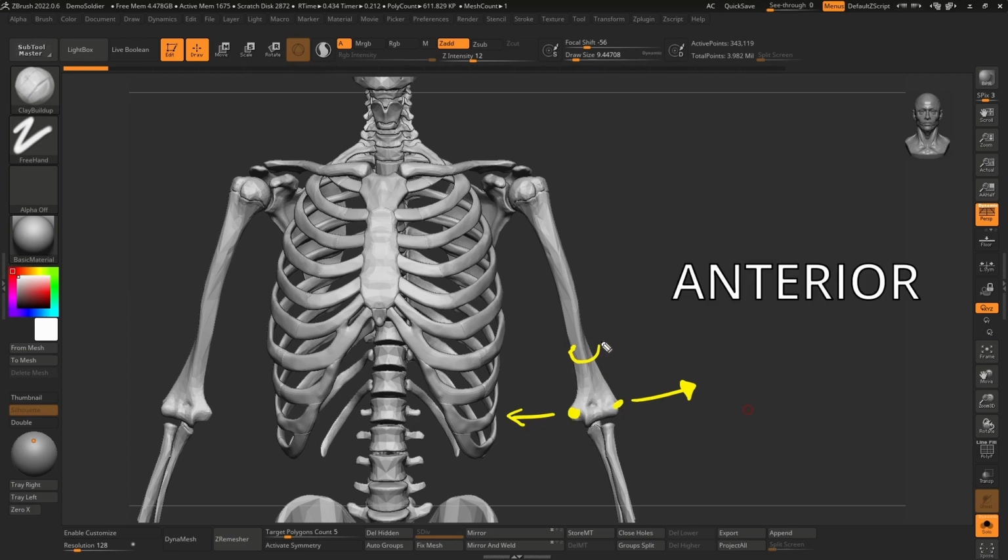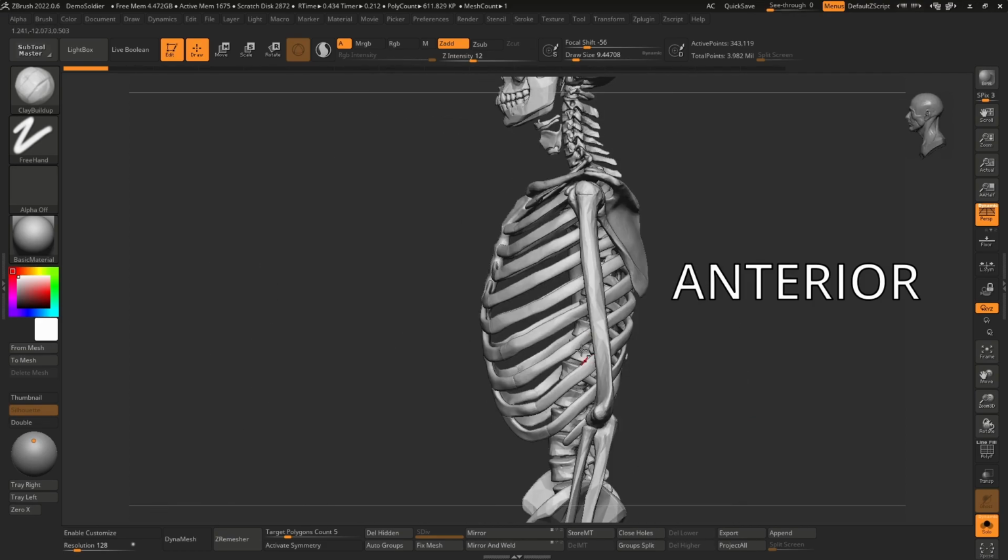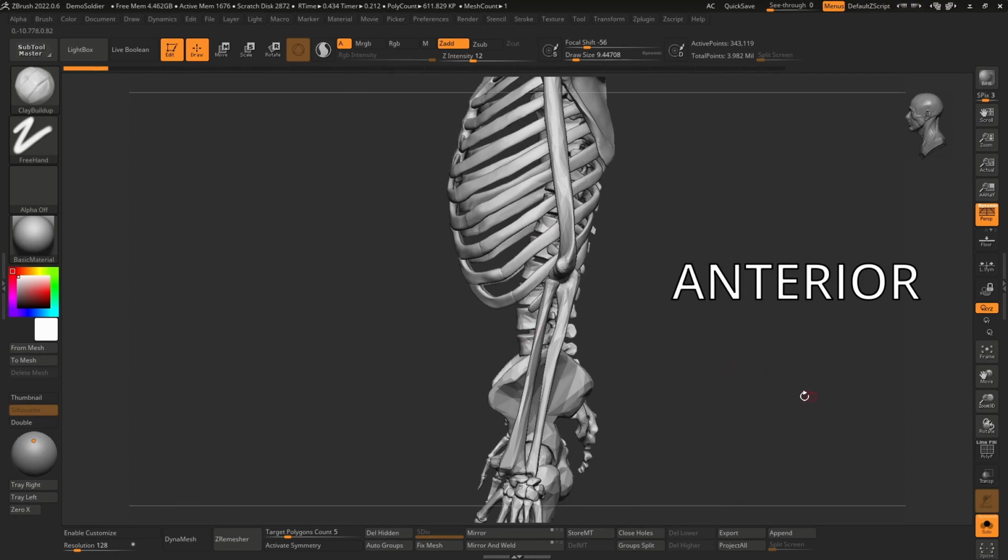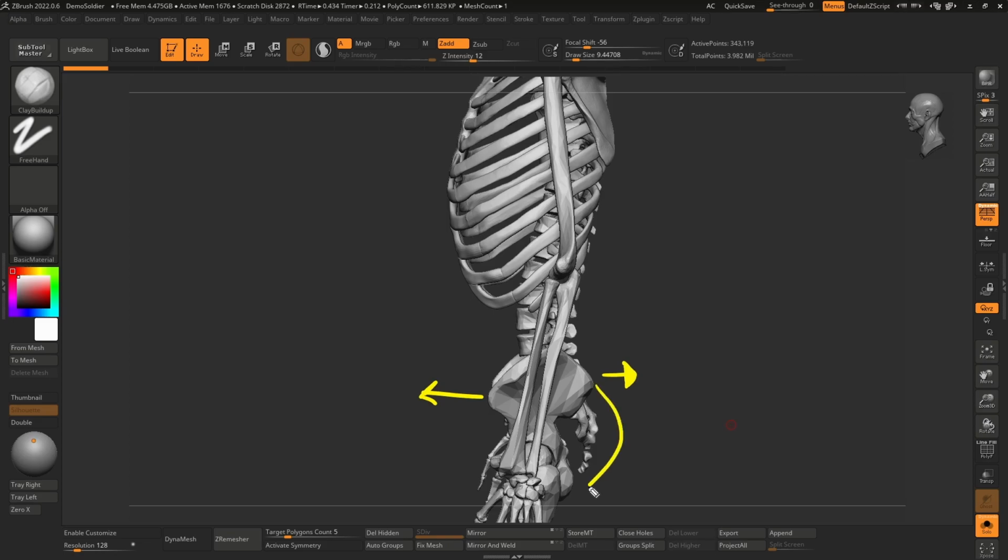Then we have anterior. Anterior means towards the front, and at the same time we have posterior, towards the back. So anterior, front, posterior, back. People make really funny jokes about this. They're like, your posterior is nice, meaning your butt is nice because it's on the back. So posterior towards the back, anterior towards the front.